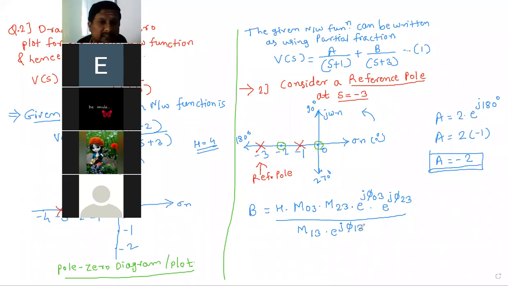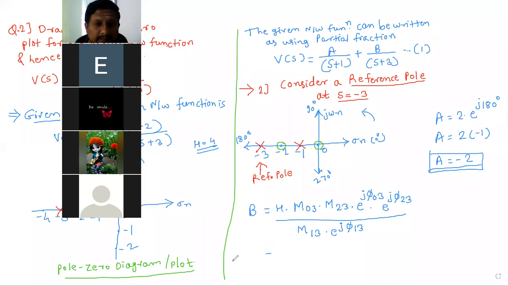So try to understand the equation, how I have written it. Distance from the first zero to the reference pole, next the distance from the second zero to the reference pole. Next, with respect to the angle in the numerator. In the denominator, the remaining pole to reference pole distance and angle, that I have written here.